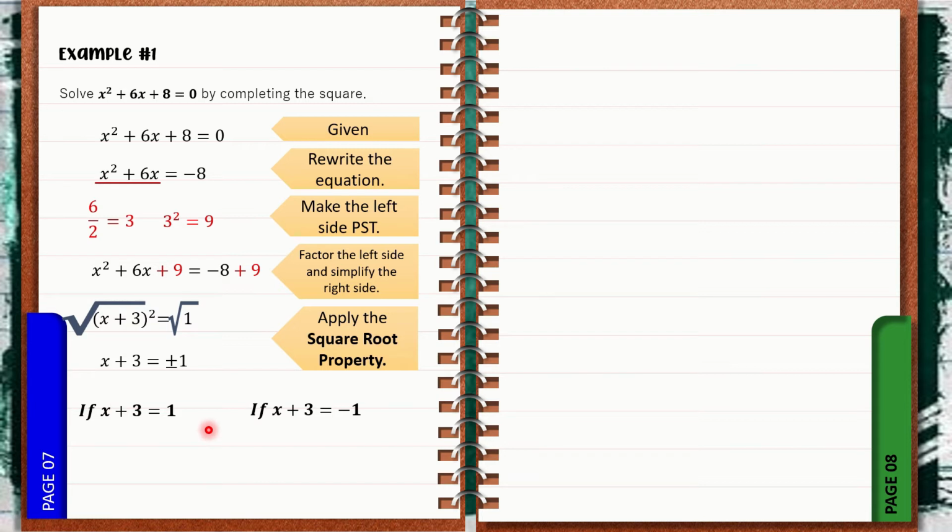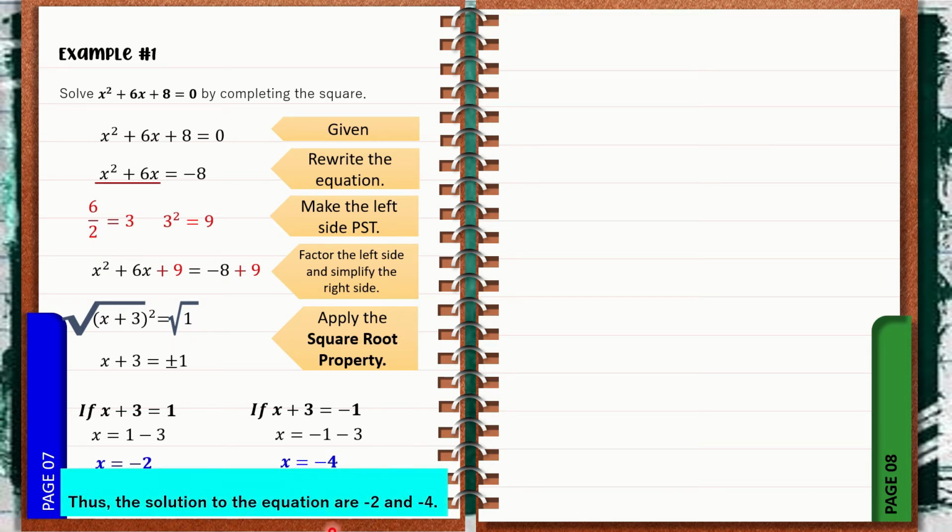So, let's start with this. We need to apply the addition property of equality. So, we will get x is equal to 1 minus 3. And 1 minus 3 is equal to negative 2. Therefore, our first solution is negative 2. Next, x plus 3 is equal to negative 1. Again, applying the addition property of equality, we will obtain x is equal to negative 1 minus 3. Negative 1 minus 3 is equal to negative 4. Therefore, the solutions to the equation are negative 2 and negative 4.